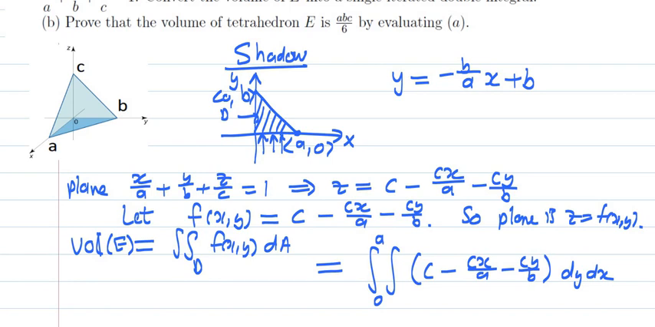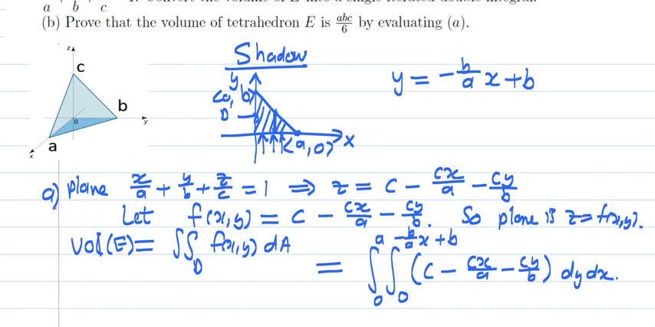So I'm shooting bullets vertically. And if I shoot bullets vertically, where does y start? y starts on the x-axis, which is 0. And where does y end? y ends where it ends on this line segment, given by the equation y equals minus b over a x plus b. And that is our upper bound, so minus b over a x plus b. And that, ladies and gentlemen, is the answer to part a.